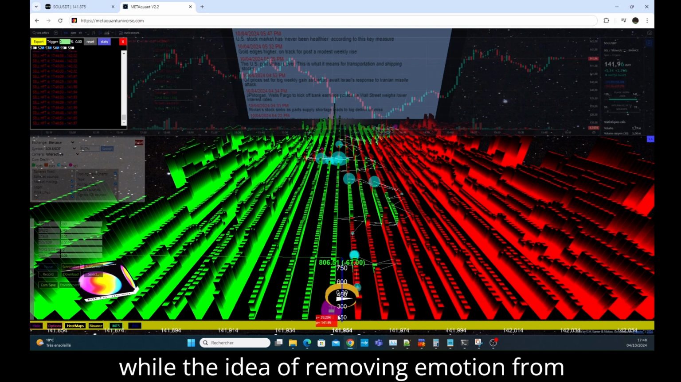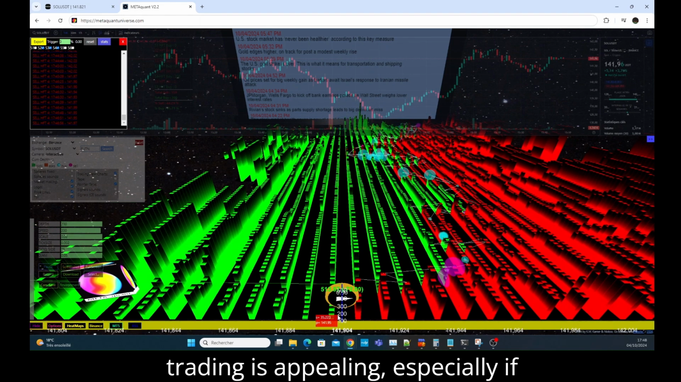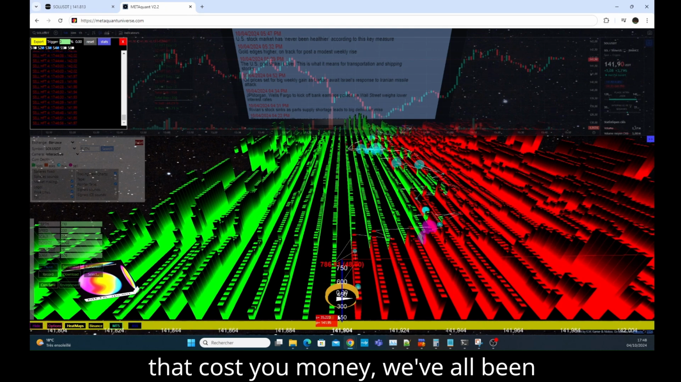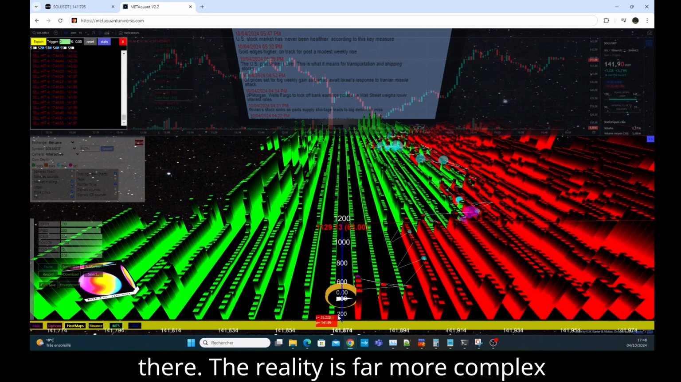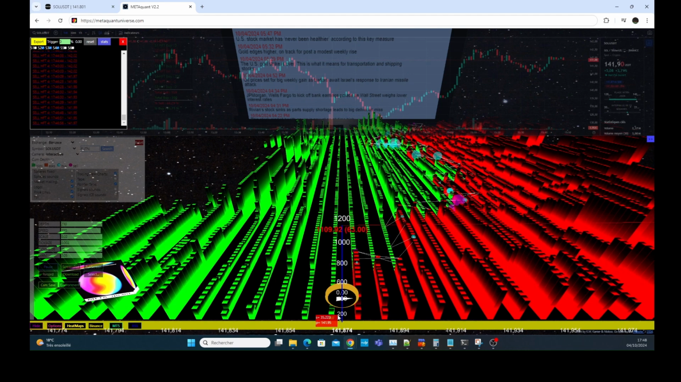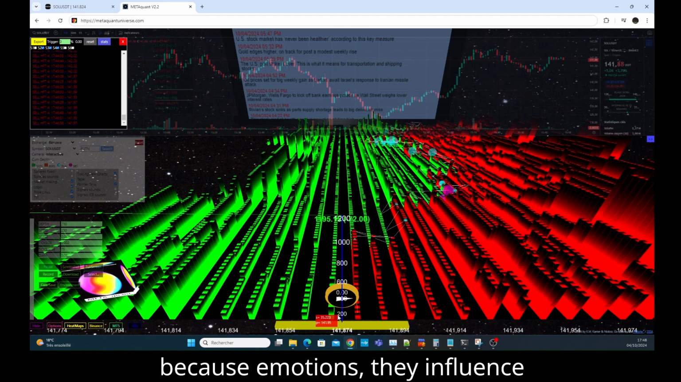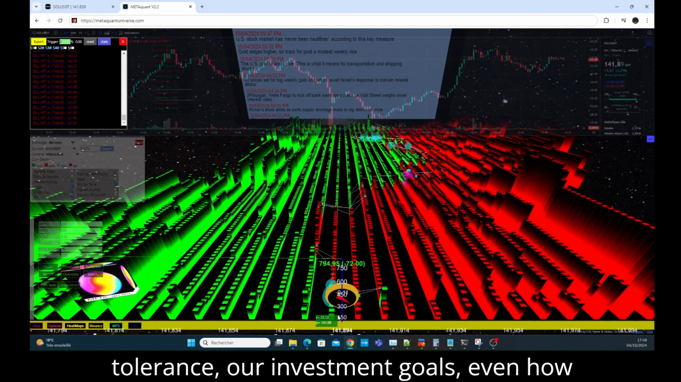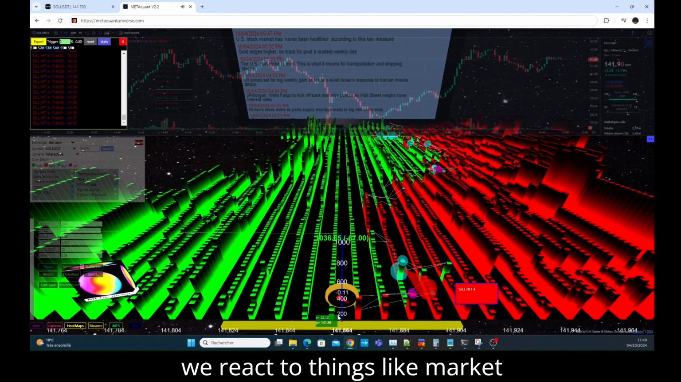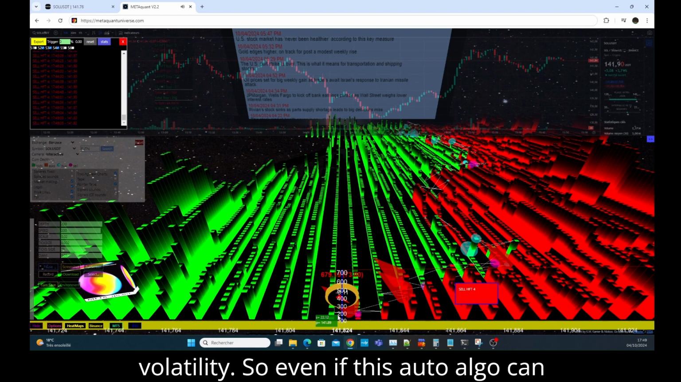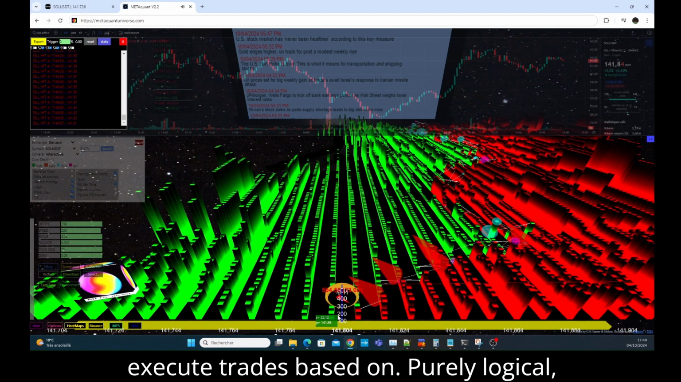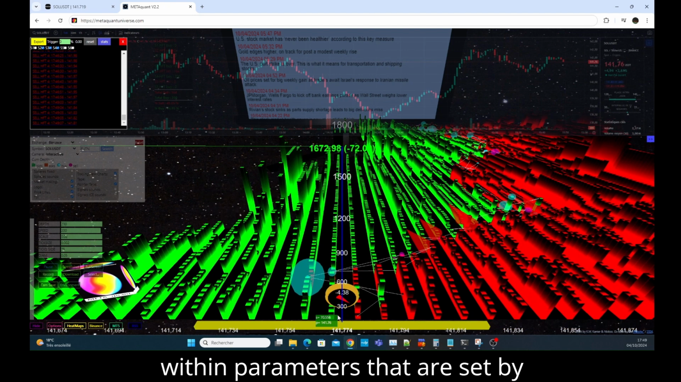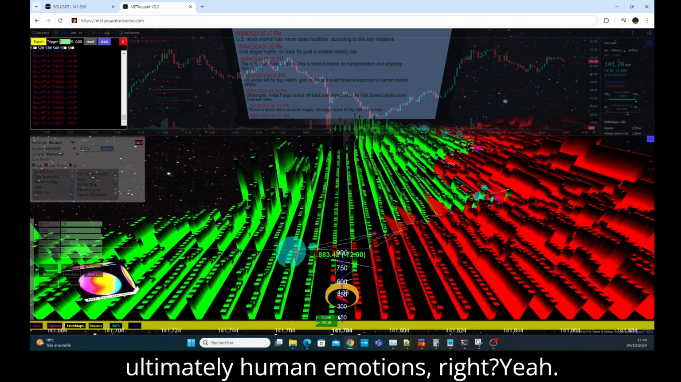I mean, while the idea of removing emotion from trading is appealing, especially if you've ever made an impulsive decision that cost you money, we've all been there, the reality is far more complex. Because emotions influence everything about our trading. Our risk tolerance, our investment goals, even how we react to things like market volatility. So even if this auto algo can execute trades based on purely logical, data-driven analysis, it's still working within parameters that are set by ultimately human emotions, right?